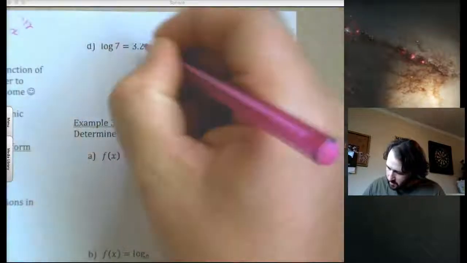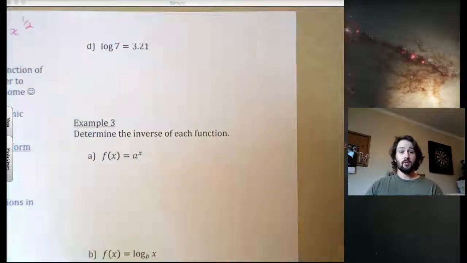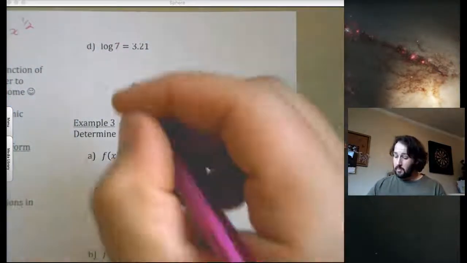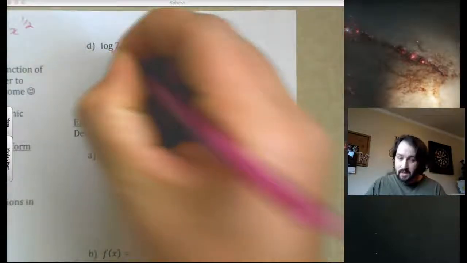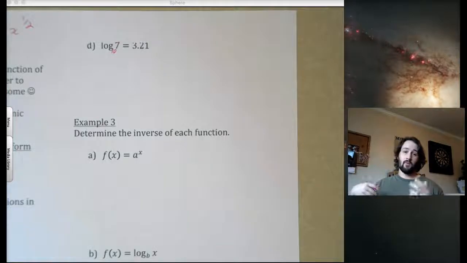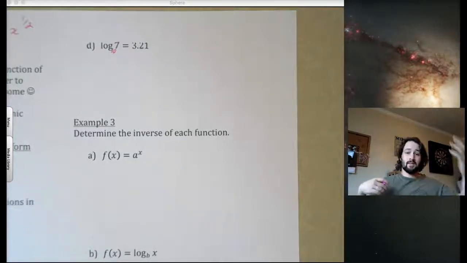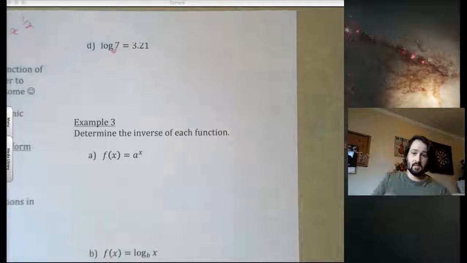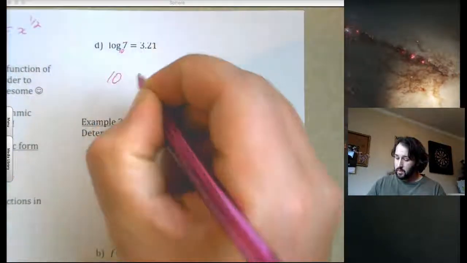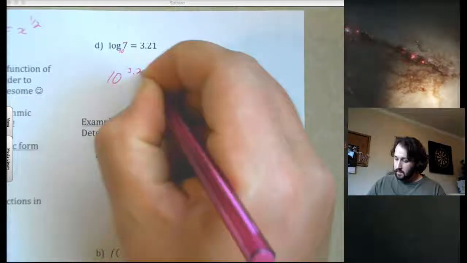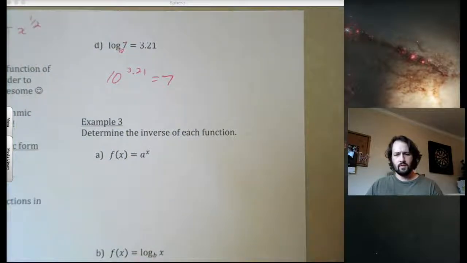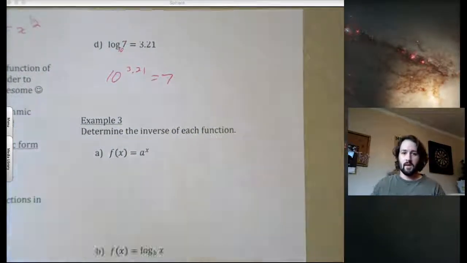All right, so log of 7 equals 3.21. So now, notice, we have a logarithm without a base. If you see a logarithm without a base, the base that represents is a base of 10. Our counting system, base 10. So if I go 1, 2, 3, 4, 5, 6, 7, 8, 9, then I get to 10, and it moves to what we call the tens digit. So I have base 10, so 10 to the 3.21 equals 7. I don't think that's true. No, it's definitely not true. But anyways, that's rewriting.